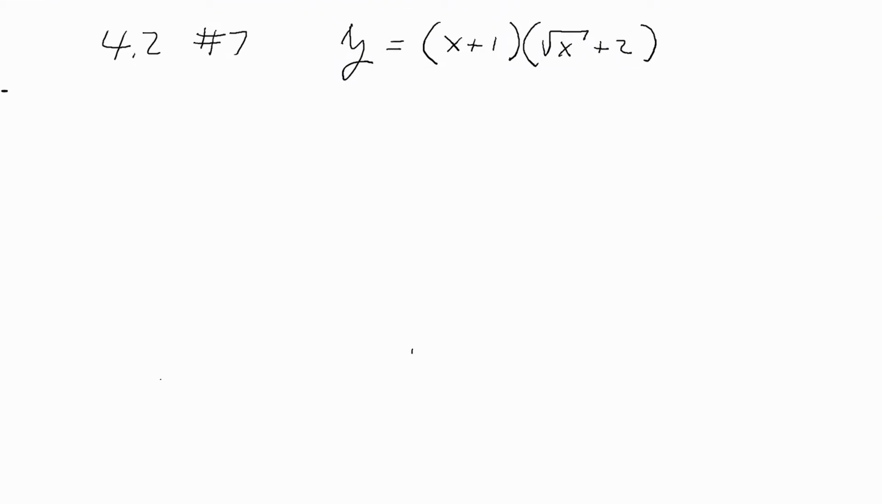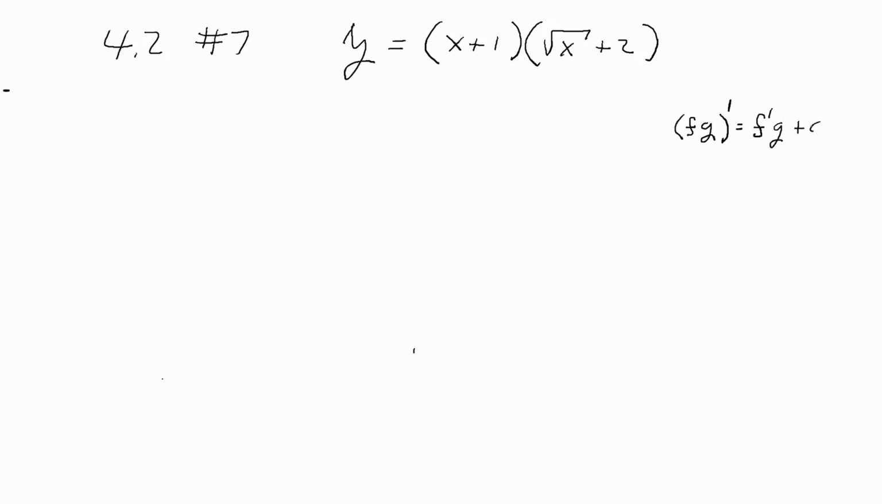Okay, I'd like to do a couple of examples from 4.2 where we have the product rule. Let me write that out here. The product rule says that if I take the derivative, and I like to use f and g for the functions rather than u and v, because I have a hard time distinguishing between a u and a v, it's f prime g plus g prime f.